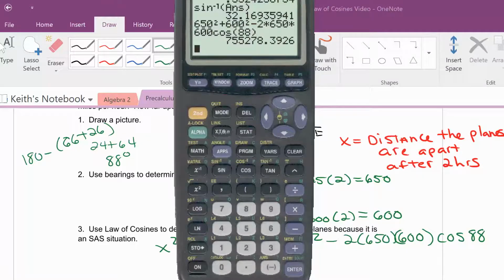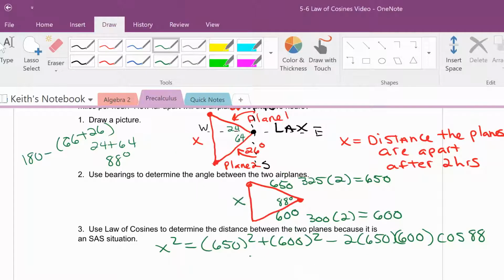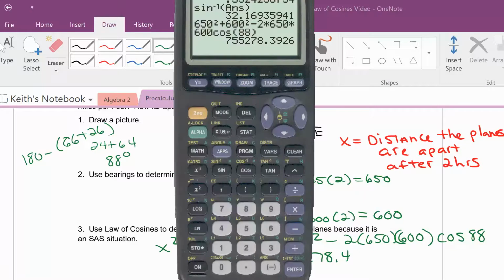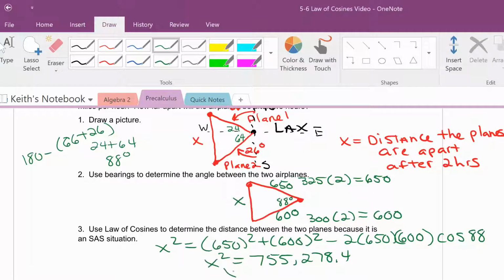And that gives you 755,278.4. And then remember, you take the square root of that to get x, and you get about 869.1 miles apart.